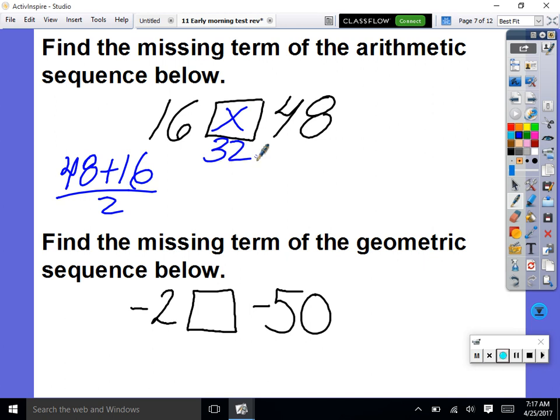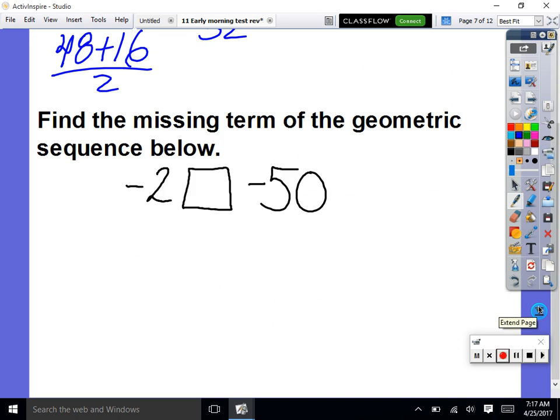Now, it's different if it's geometric. Okay, so if it's geometric, you put an x in, and you have to set up a true statement. This divided by this is equal to this divided by this. If it's geometric, you have to do it this way. Negative 50 divided by x equals, and everybody missed this on the test we already did. You missed part of it, so I'll explain why. Equals x over negative 2.